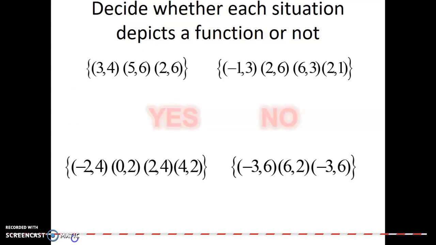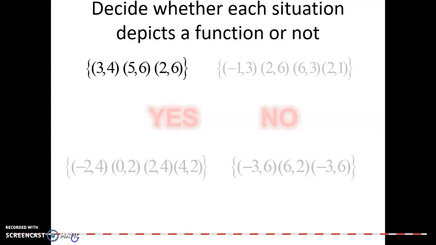Okay, let's look at this in a different scenario. We have a data set, okay, of points. So we're looking for the x's and if any of the x's have more than one y. Okay, in the first one, we got 3, 4, 5, 6, and 2, 6. Is this a function, yes or no? This is a function because although 6 is seeing both 5 and 2, the 6 is a y. Each x has their own y.